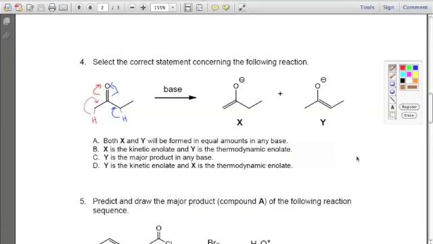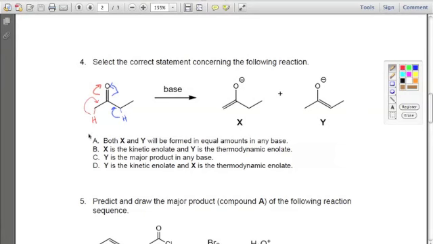So now let's go ahead and read the choices that we have. Both X and Y will be formed in equal amounts in any base. Okay, so we can determine that this is not true because depending on the type of base, it's going to favor going one way or the other.